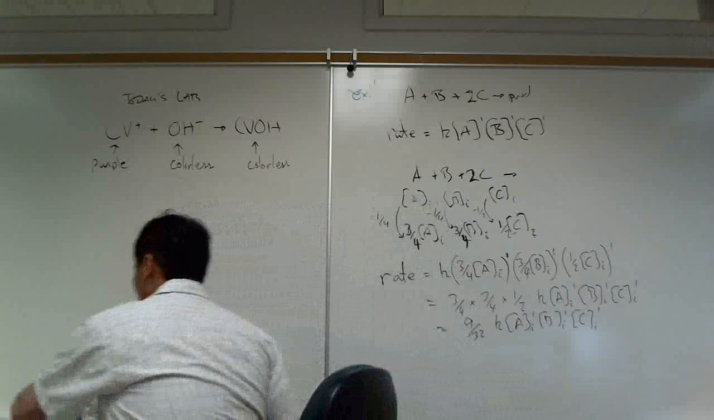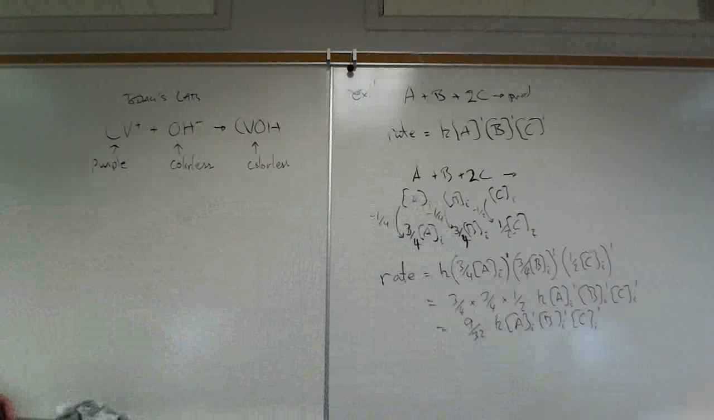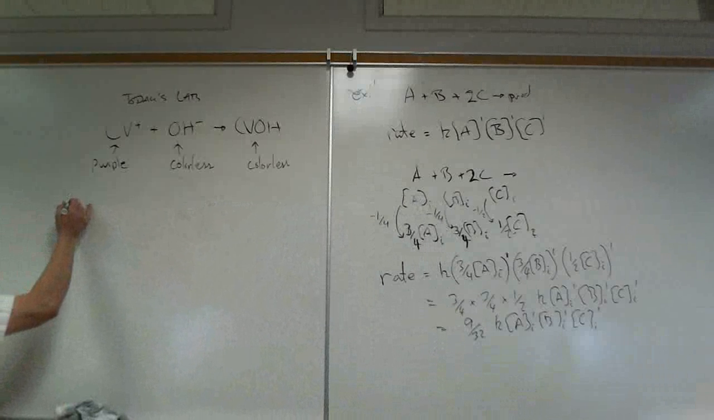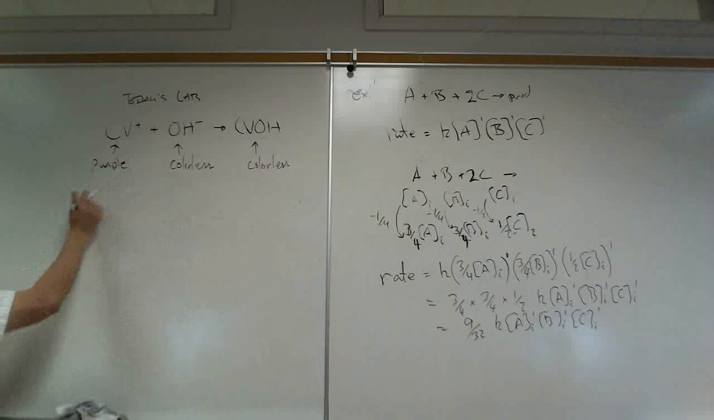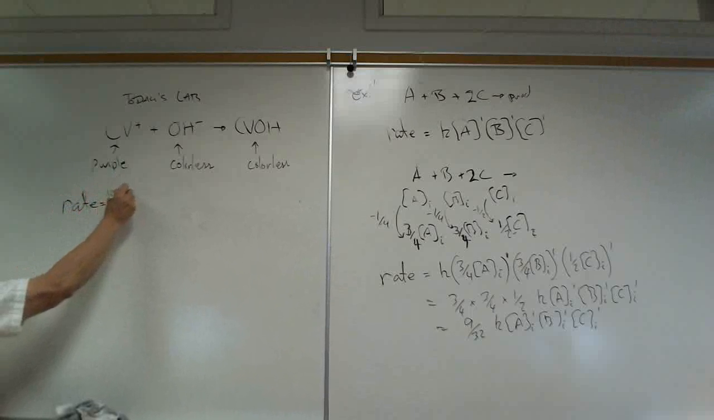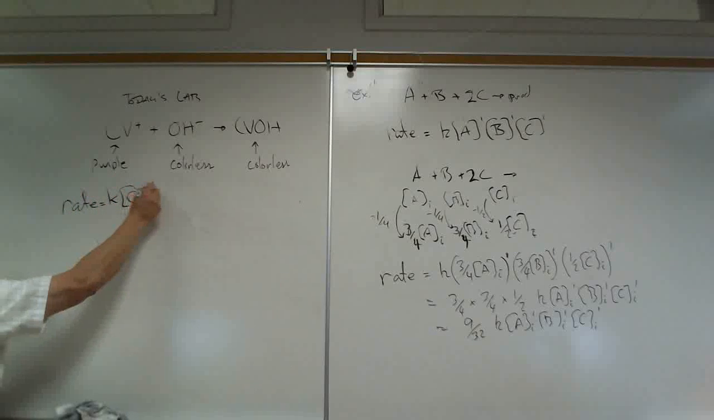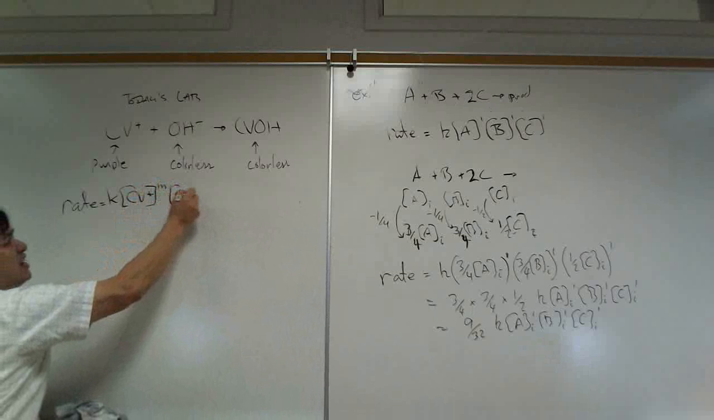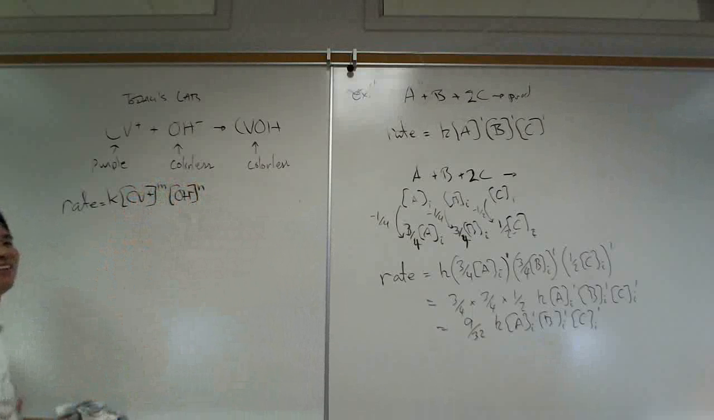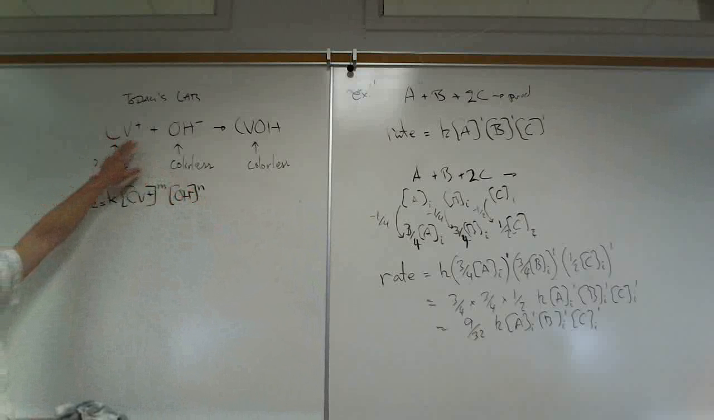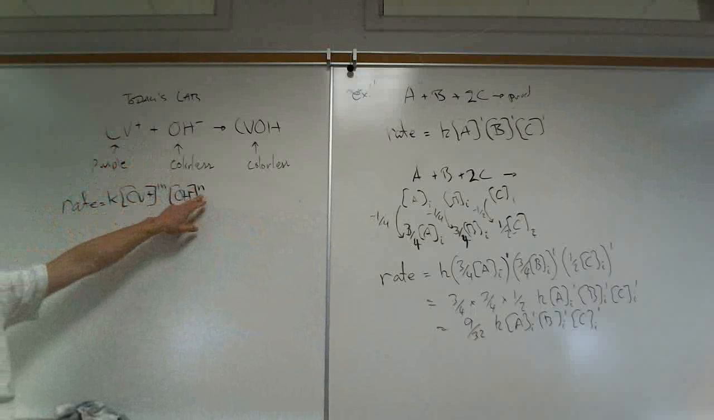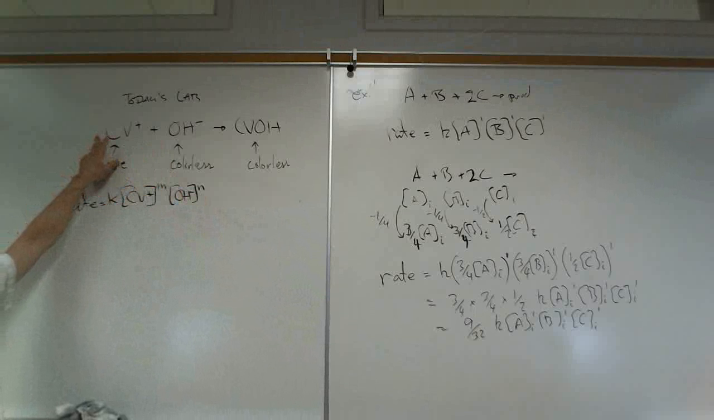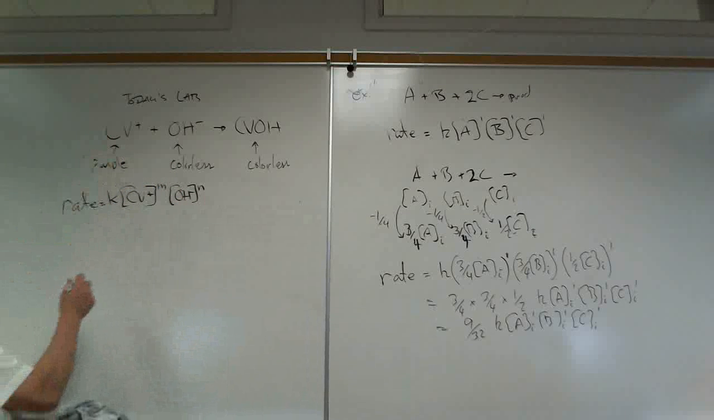And so what we're going to do is we're going to make this pseudo M order. And so in order to make it pseudo M order, because the rate should depend on both, the rate is going to equal K times the crystal violet plus concentration to the M power and hydroxide concentration to the N power. Now M and N, even though the coefficients here are 1 and 1, M and N aren't related to those coefficients. In general, this is what we see.